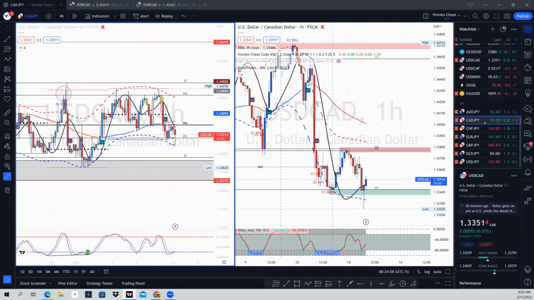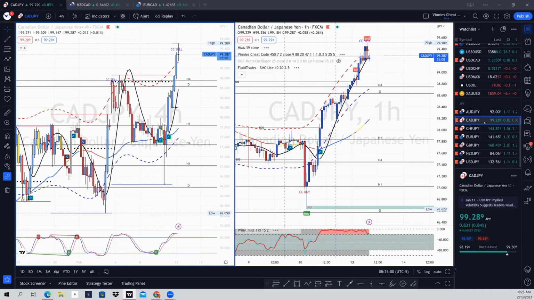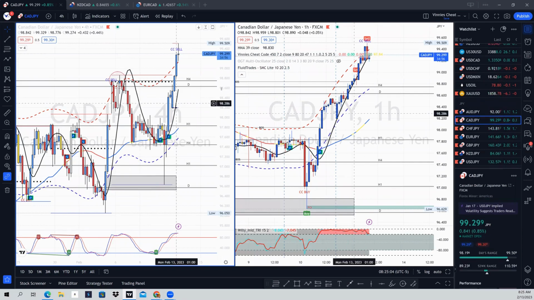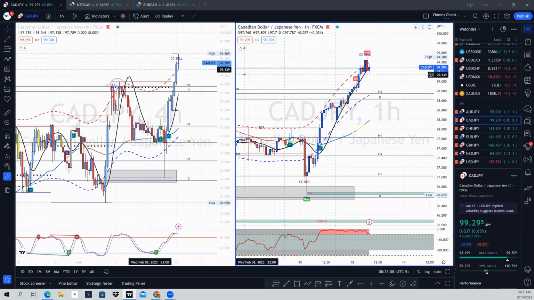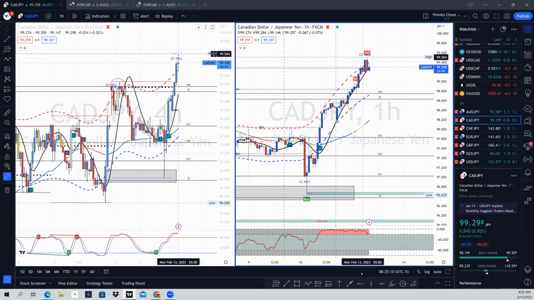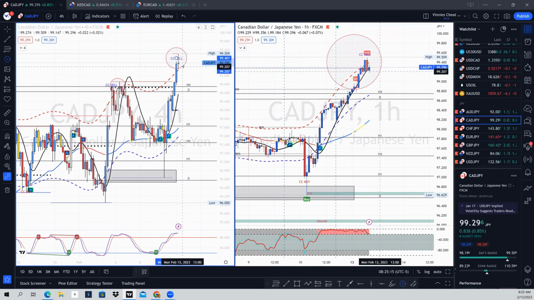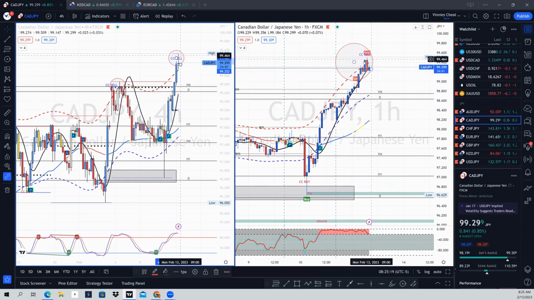Any other pair? Let's take a look at CAD JPY. See if we had a signal there. Okay, so CAD JPY, 4-hour time frame. We have a cheat code sell signal on the 4-hour time frame. Okay, so now we wait for the break and retest on the 1-hour time frame. So we have a cheat code sell signal and a divergence sell signal indicating price wants to reverse.